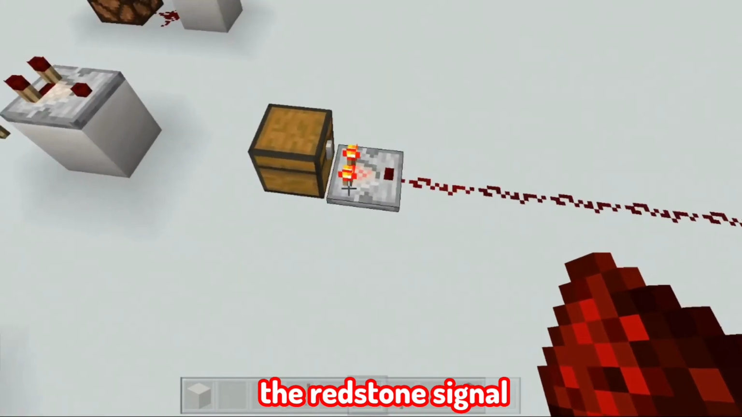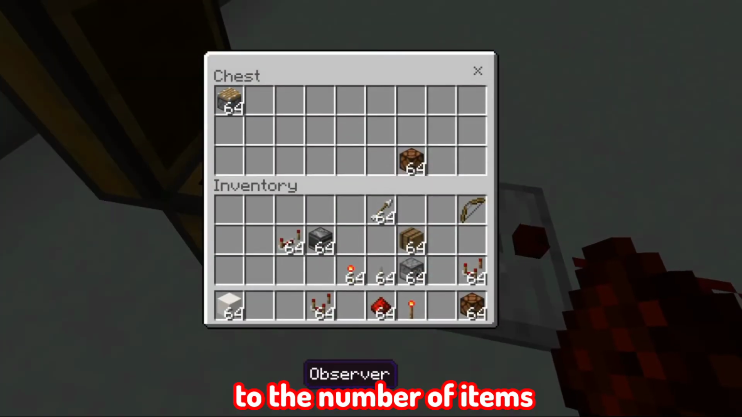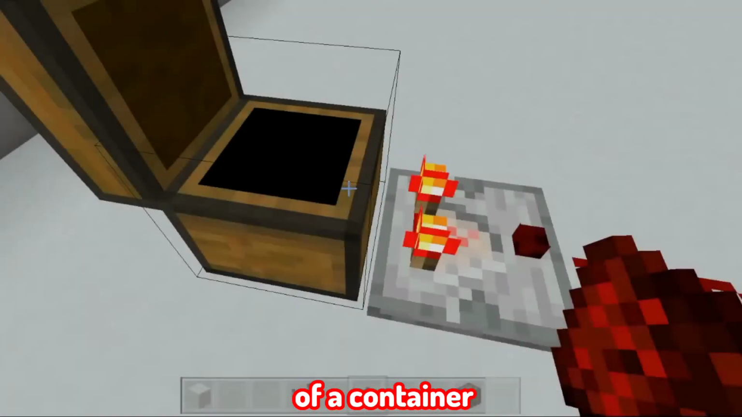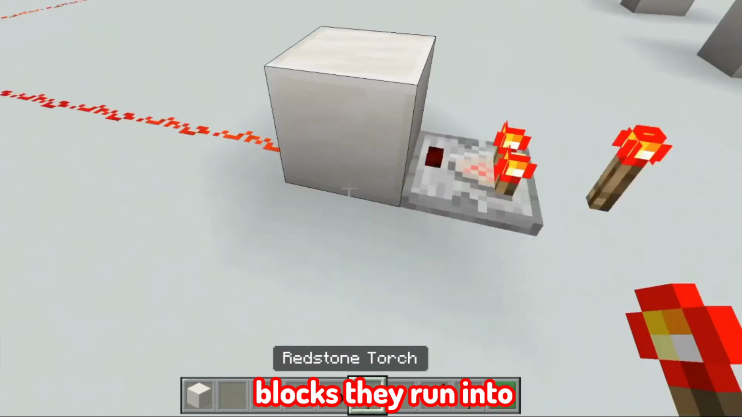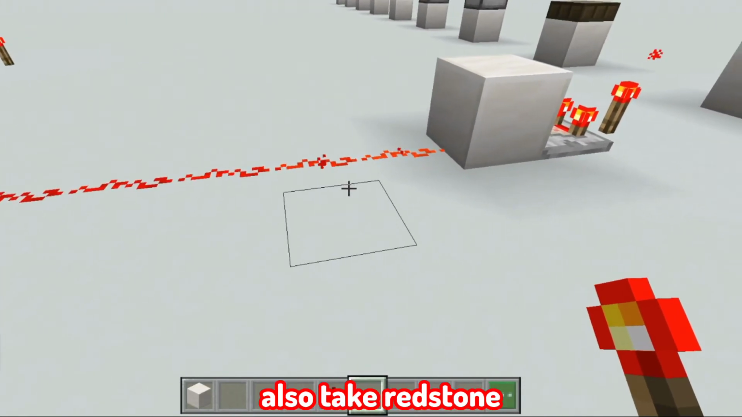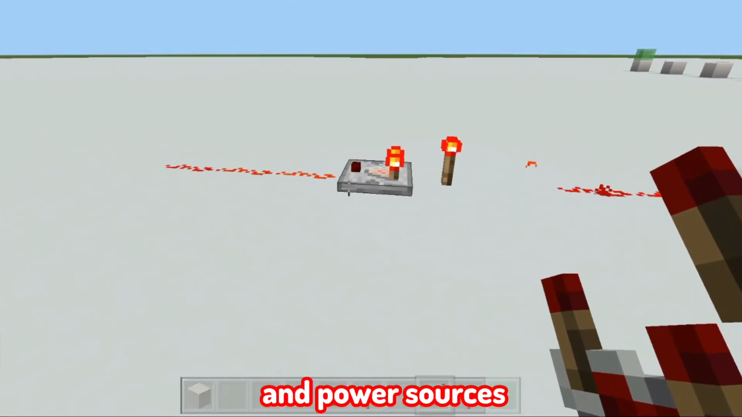The redstone signal being outputted by the comparator is proportional to the number of items on the inside of the container. Comparators strongly power the blocks they run into, and they can also take redstone outputs from strongly and weakly powered blocks and power sources.